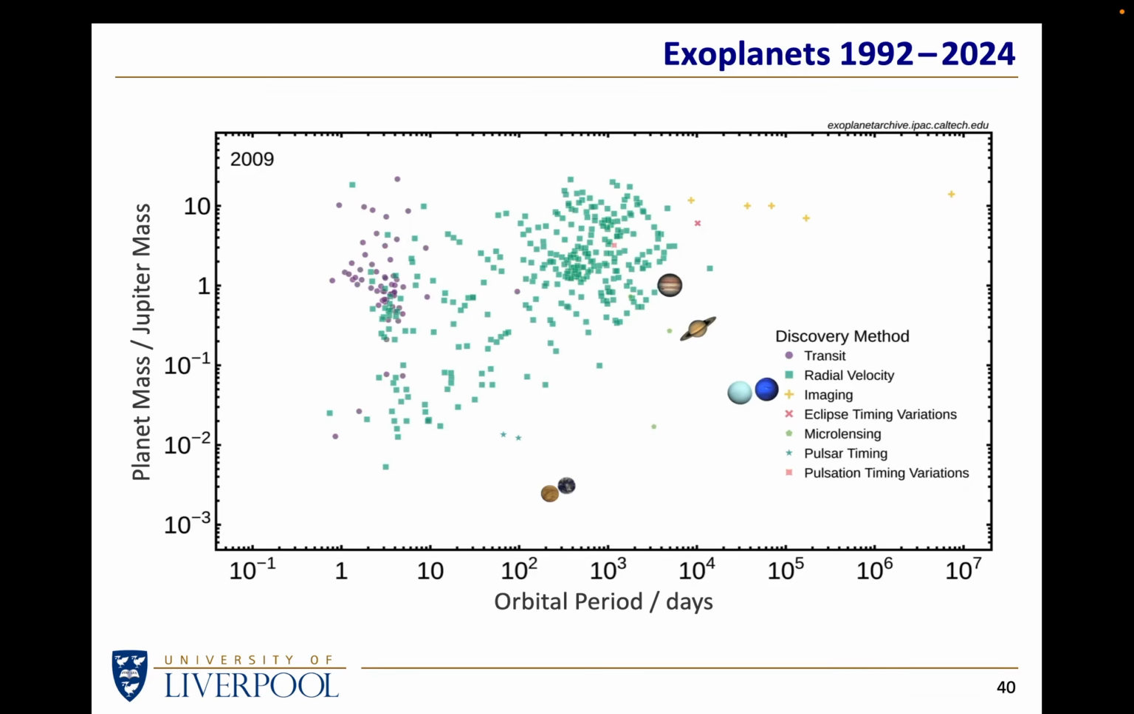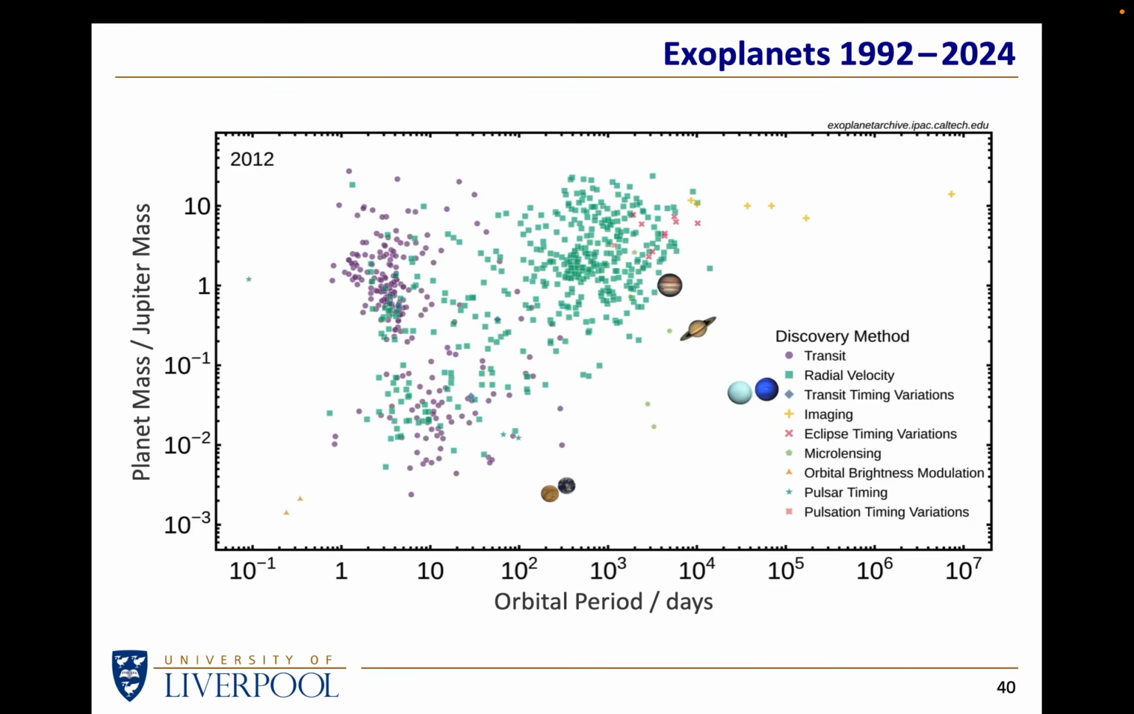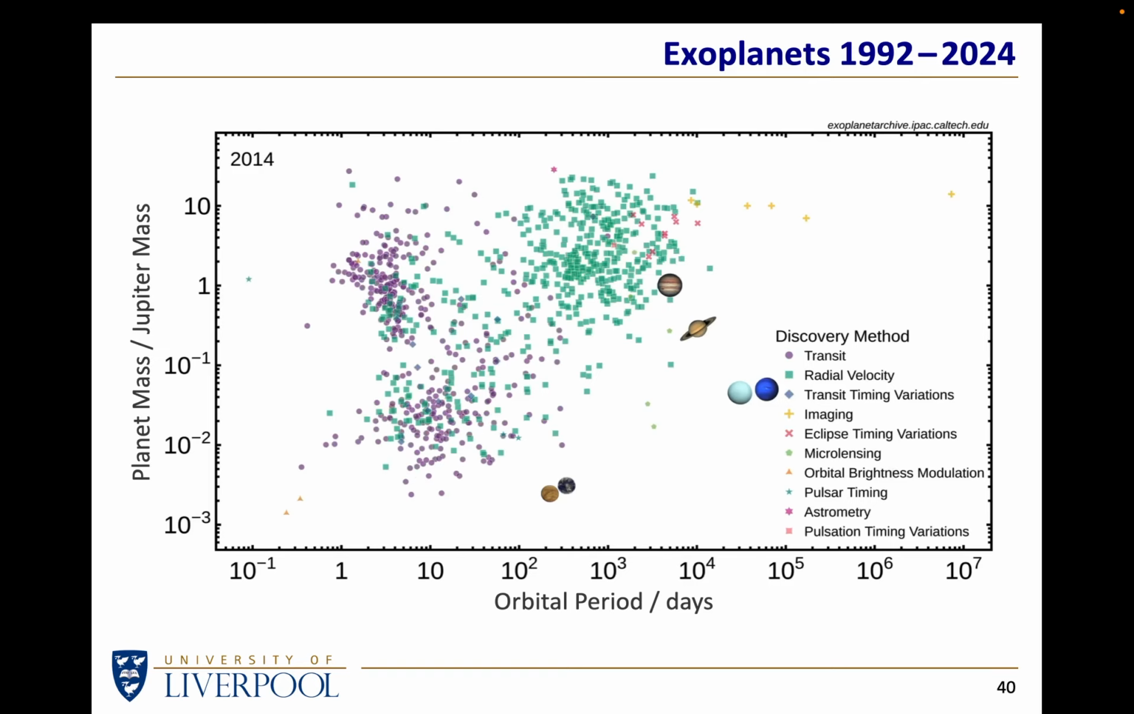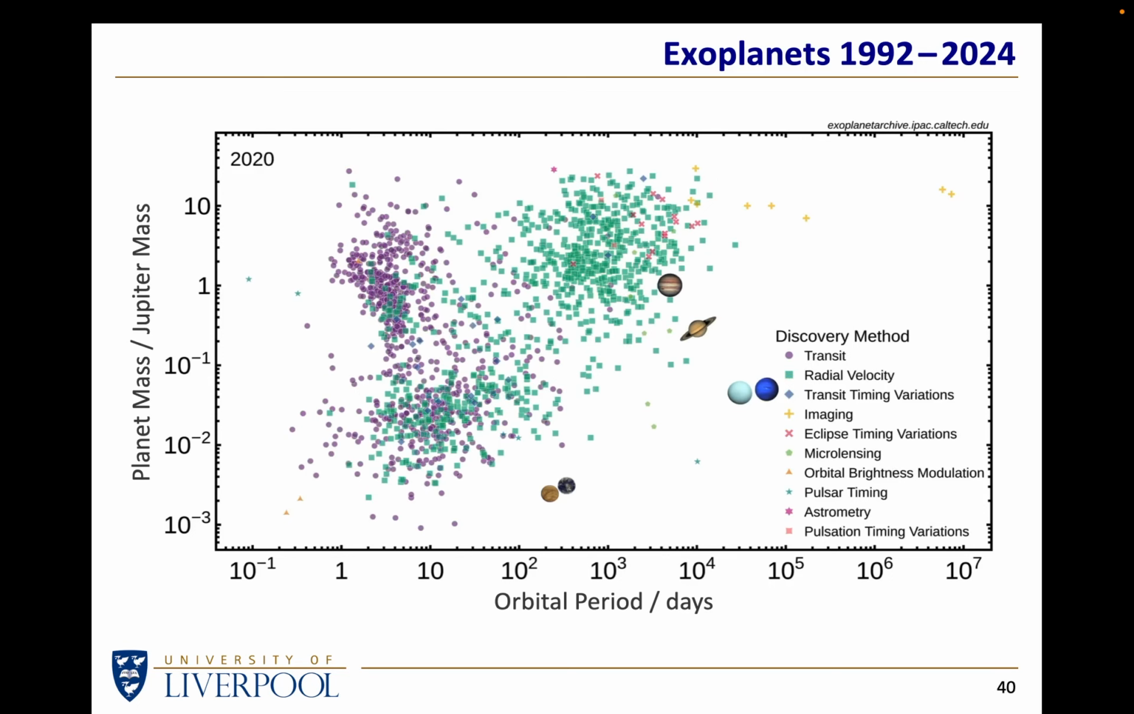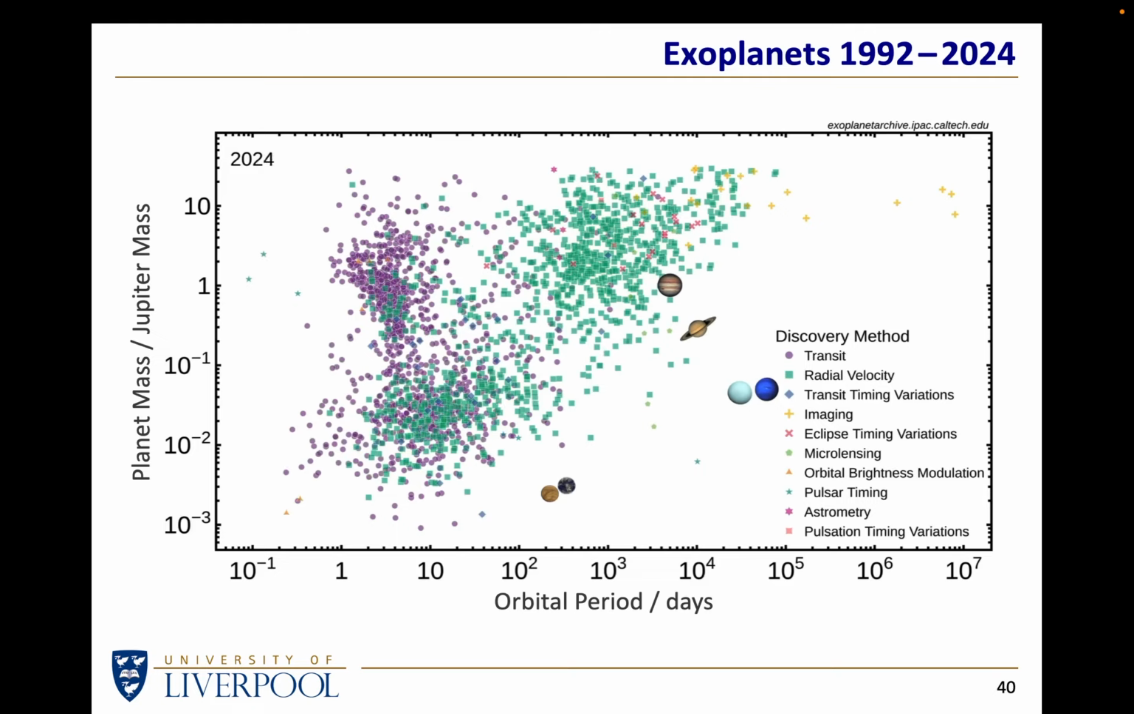Different techniques have been used, originally the wobble technique, then the transit technique, because Kepler produced a huge number of new planets. And you can see that if we come up to the present day, or I think this finishes at 2024, you can see that we've got thousands upon thousands of planets that span all the way from those that are much heavier than Jupiter to those that are relatively lightweight, those that are very close to their host star and those that are a very long way away.